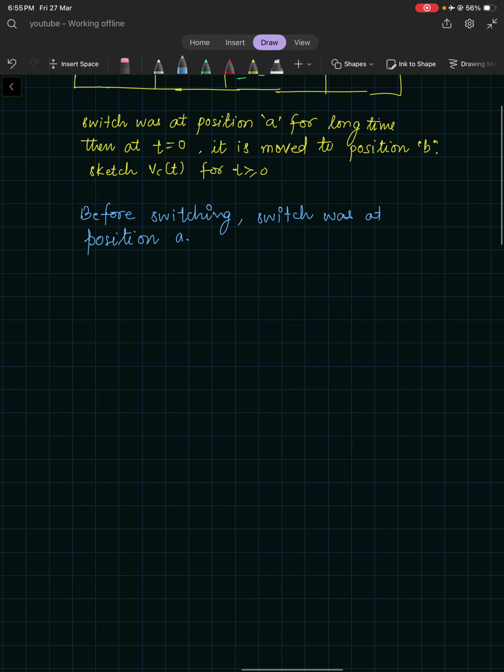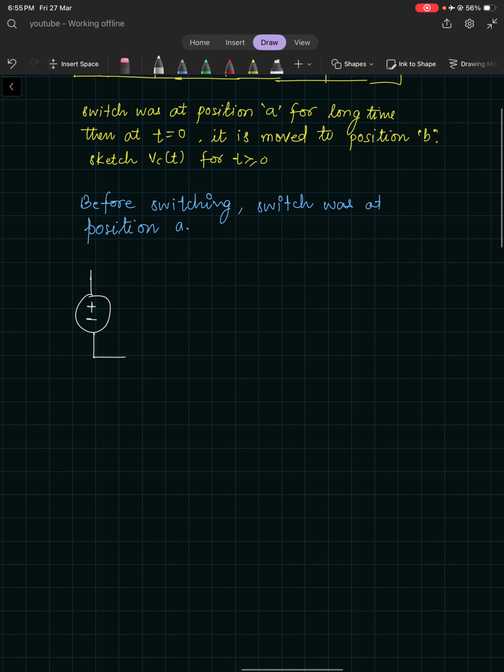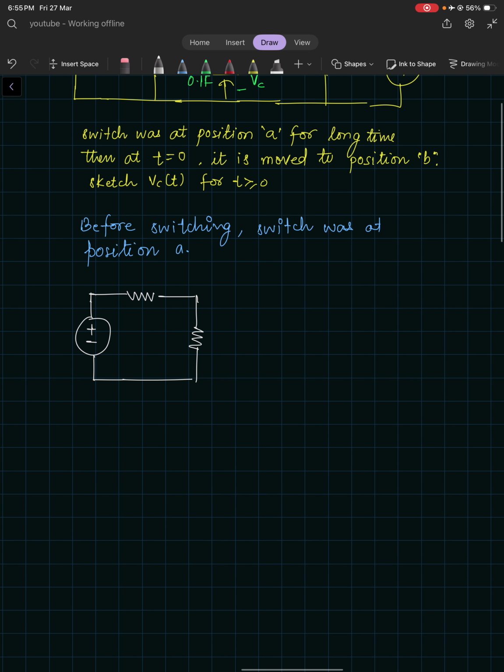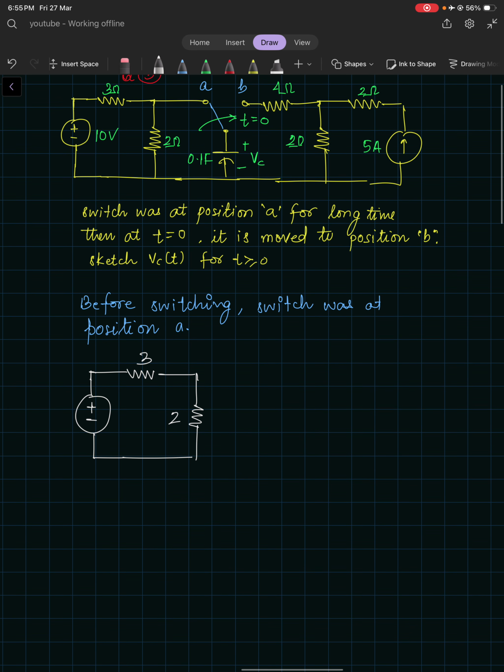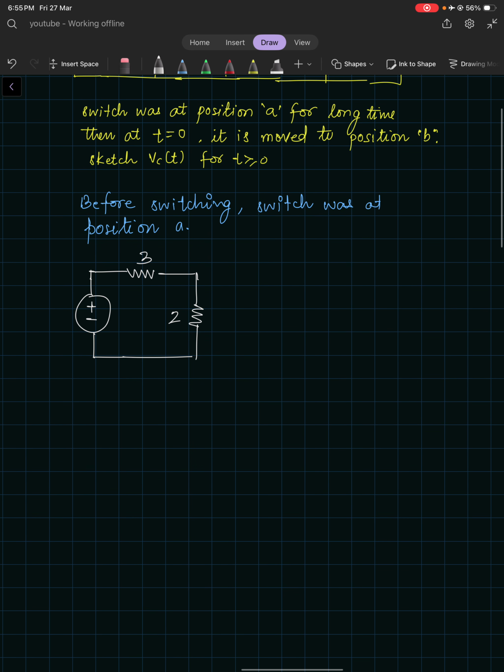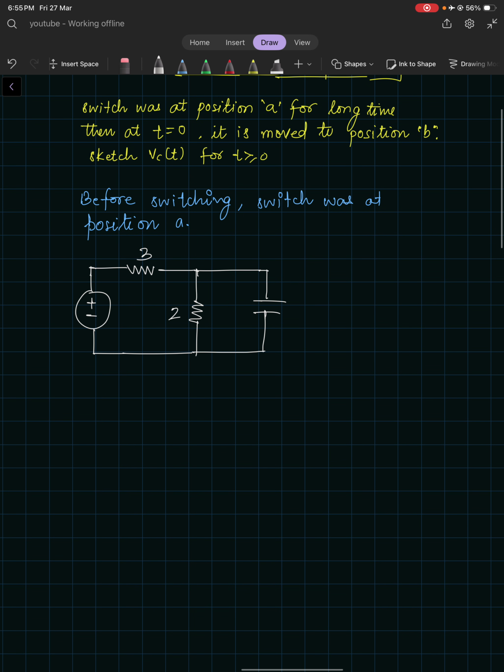Let's draw the circuit. It's always good to draw the circuit. Plus minus, again a DC source is given. This is 3 ohms, this is 2 ohms. This is 3, this is 2, I think ohm or kilo ohms, okay. And again this is the capacitor here when the switch was at position A. So here you can see 10 volt.